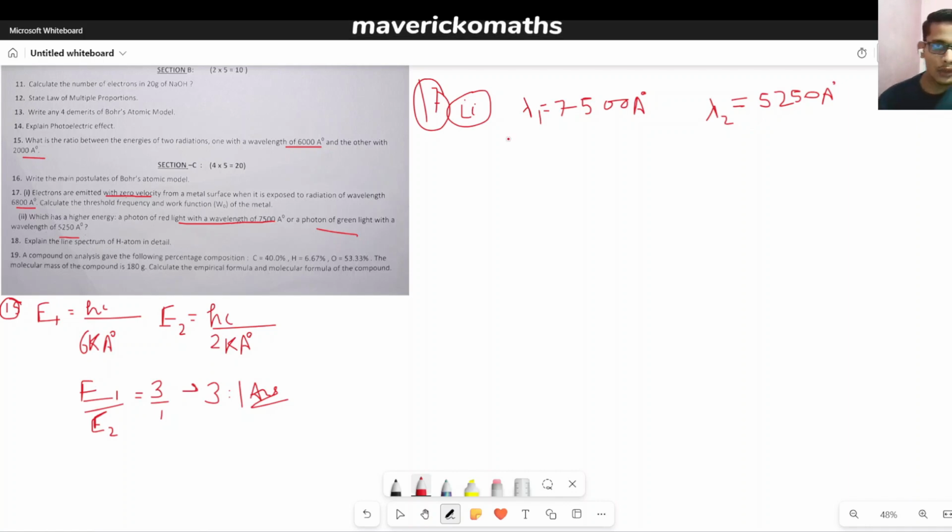If you remember carefully, energy is always and always inversely proportional to the wavelength. Most of you will say that this is more and this is less. So lambda 2 will be more, or we can say the energy of the green light will be more than the red light. But that's not the case here, because angstrom here plays a very important role.